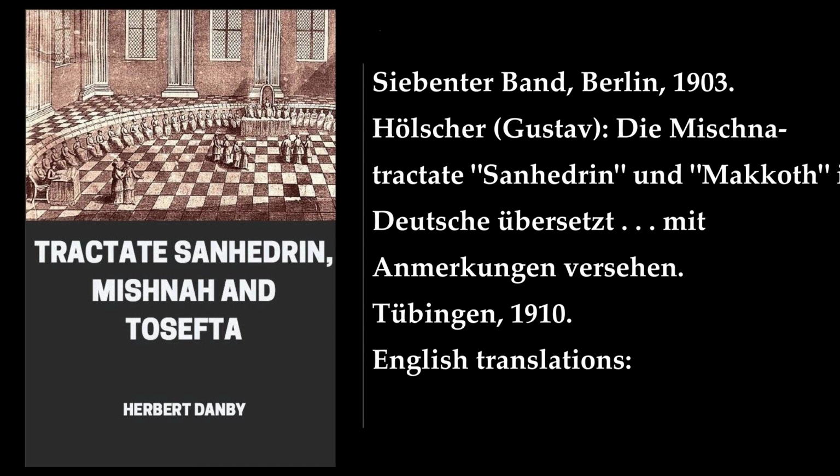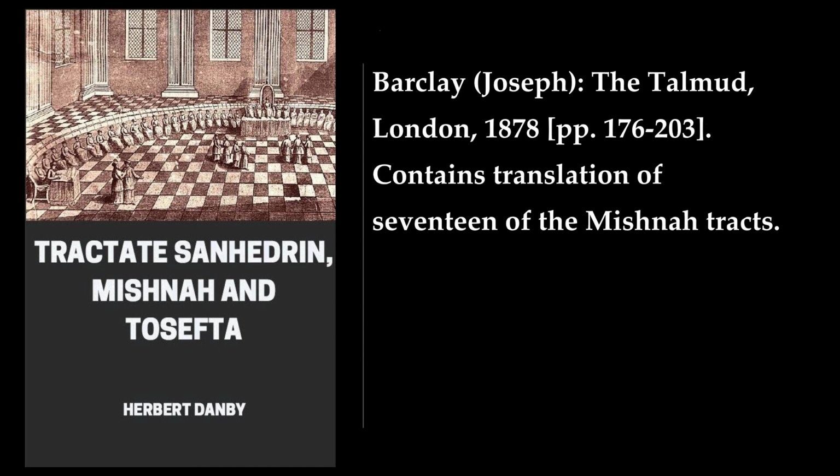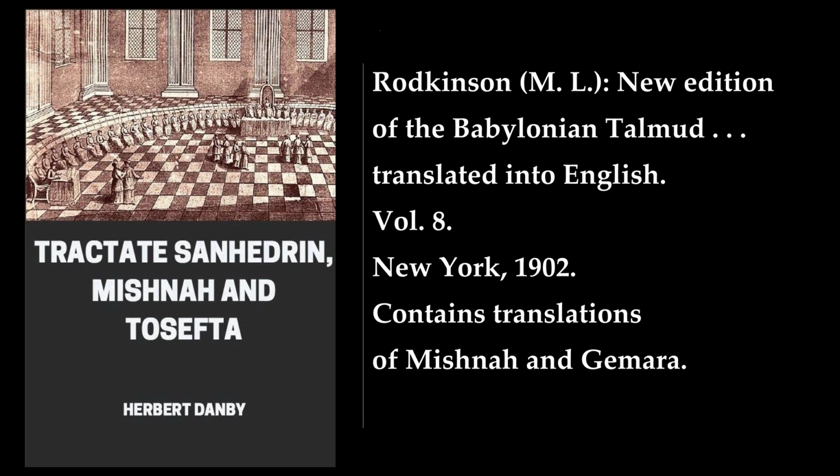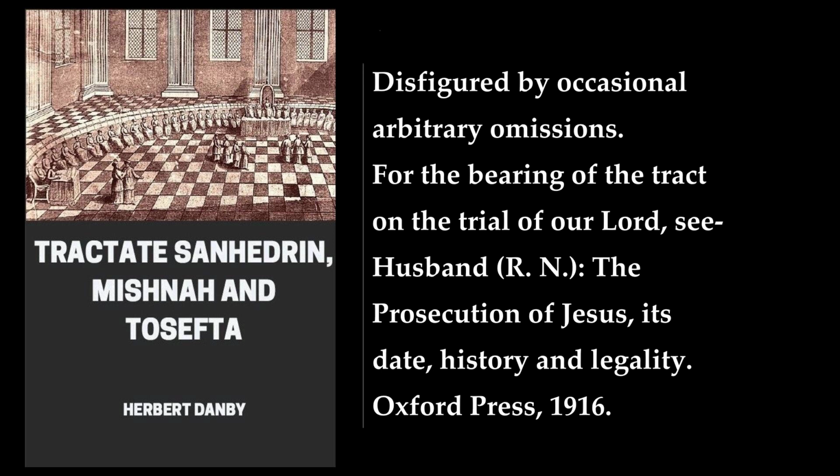Hulscher, Gustav, Die Mischna Traktate Sanhedrin und Makath, ins Deutsche übersetzt, mit Anmerkungen versehen. Tübingen, 1910. English translations. Barclay, Joseph. The Talmud, London, 1878, pages 176-203. Contains translation of 17 of the Mishnah tracts. Rodkinson, M. L., New Edition of the Babylonian Talmud translated into English. Volume 8. New York, 1902. Contains translations of Mishnah and Gemara. Disfigured by occasional arbitrary omissions.